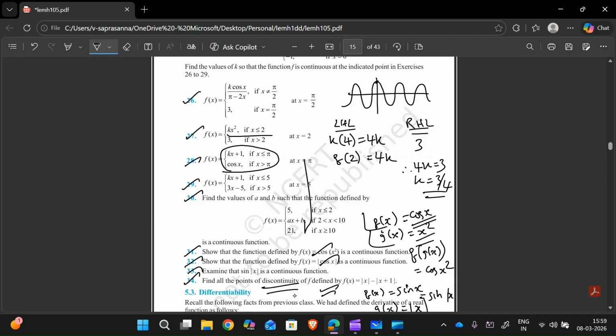You have to find the points of discontinuity. Let me give you one clue here. Mod x goes 0 at 0. Mod x plus 1 goes 0 at minus 1. Take 0 and minus 1 as points of discontinuity and calculate the LHL, RHL, and do the calculation. You will get the answer for all the points.